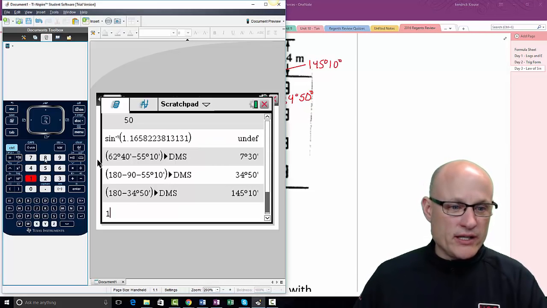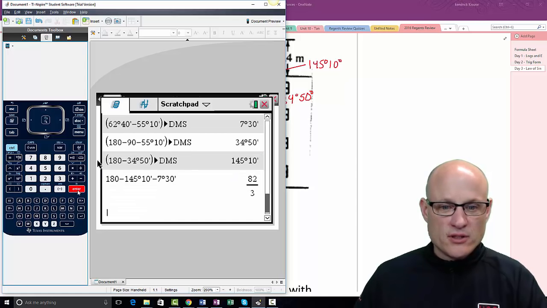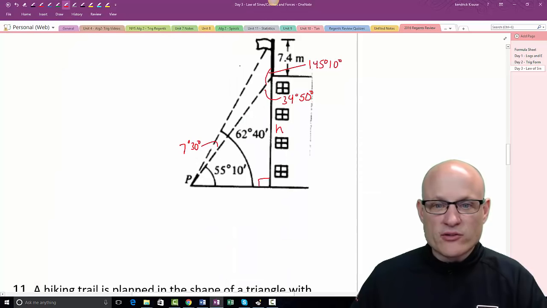So I'm going to take 180. I'm going to subtract off this. And then I'm going to subtract off this. And then DMS it. And I get 27 degrees, 20 minutes. So that's what this one is. 27 degrees, 20 minutes.